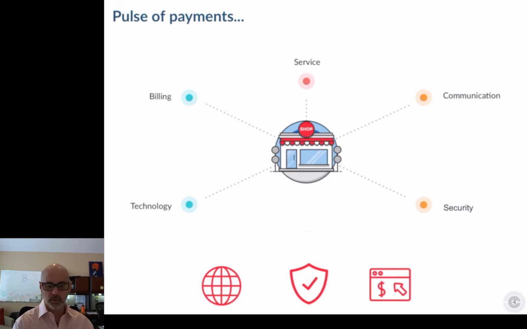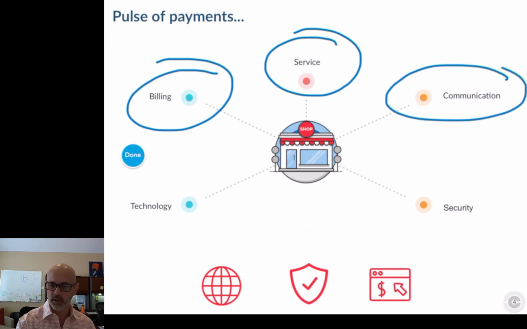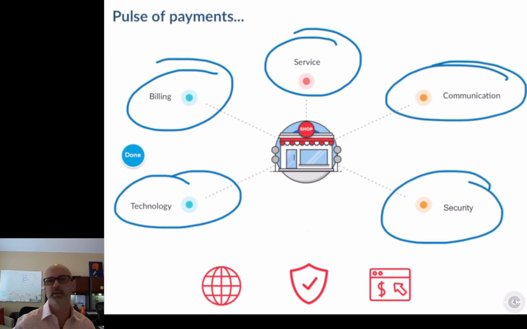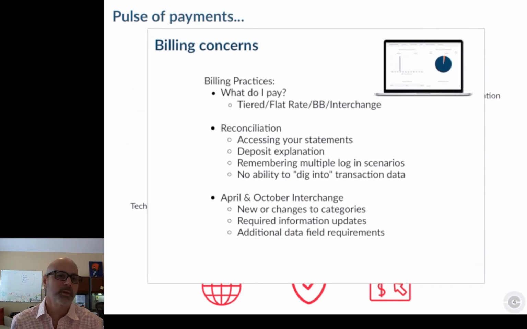So let's look at the real pulse of the industry itself. When we were polling people, we found that individuals like yourself have a problem in one of these 5 basic areas: billing, service, communication, security, and technology. The first part is billing concerns, and a lot of people expressed a lot of frustration. What do I pay? Am I on a tiered pricing structure, a flat rate? What's qualified? What's mid-qualified?